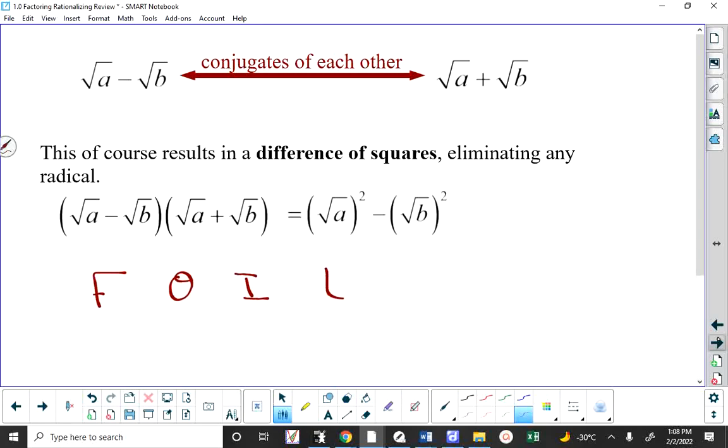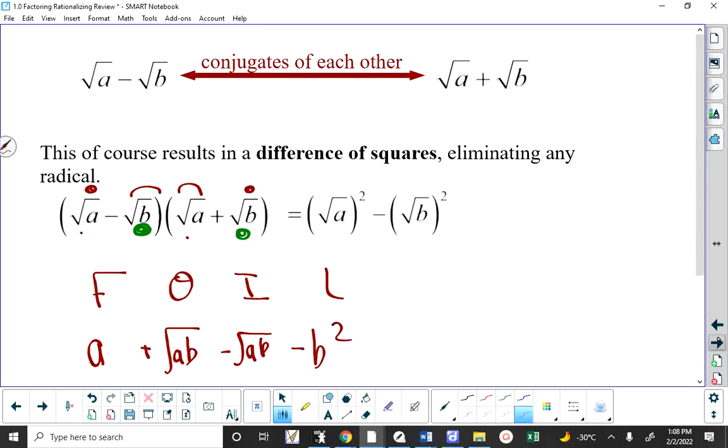and first would be root a times root a, which is a. Outer would be root a times root b, which is root ab. Inner would be the product of these two, which is negative root ab. And last would be negative root b times root b, which is negative b squared. And of course, with conjugates being multiplied, the outer and the inner will automatically be opposites of each other.